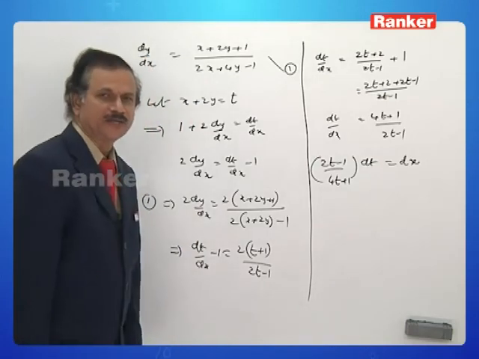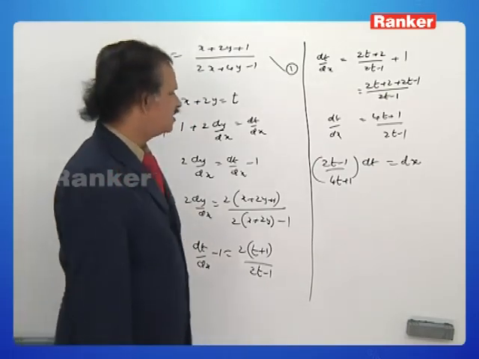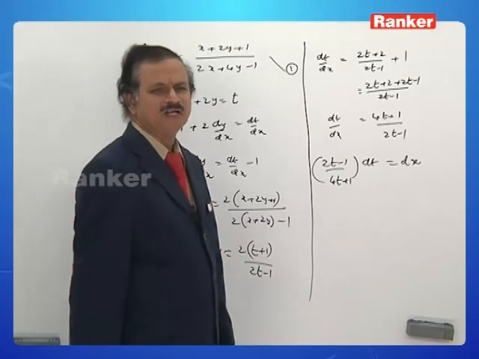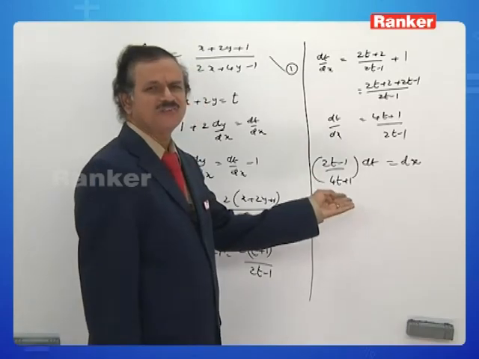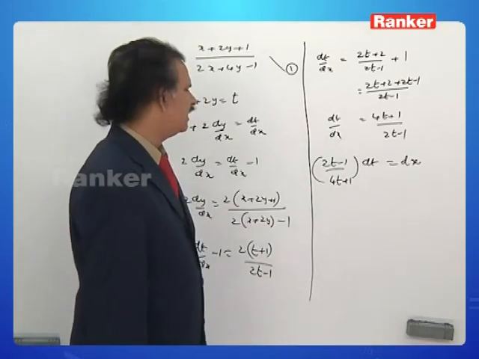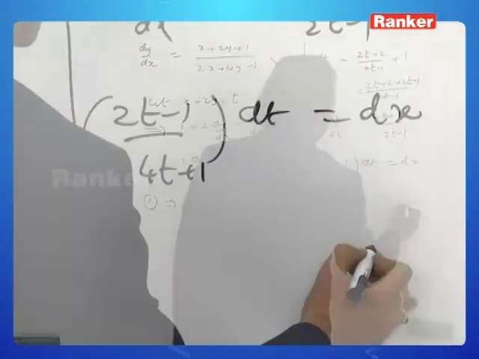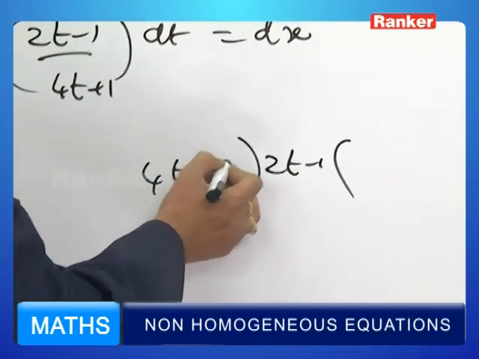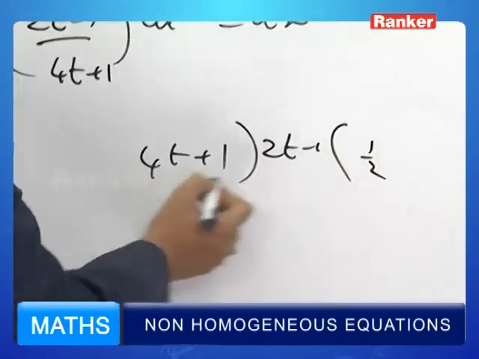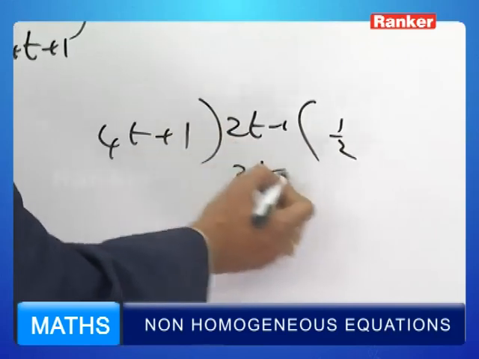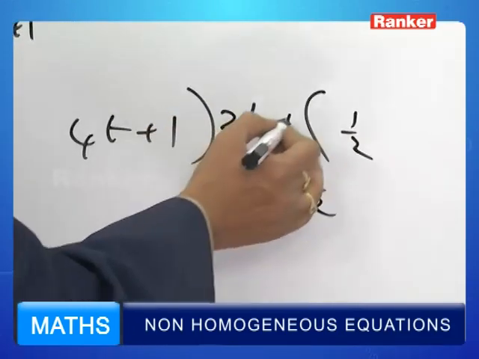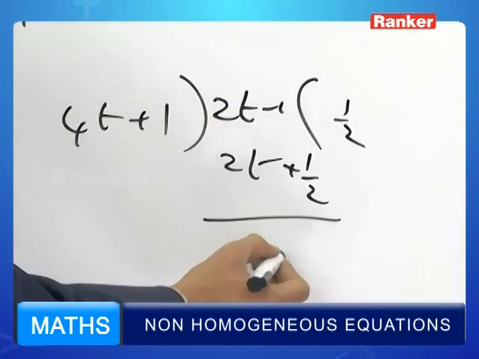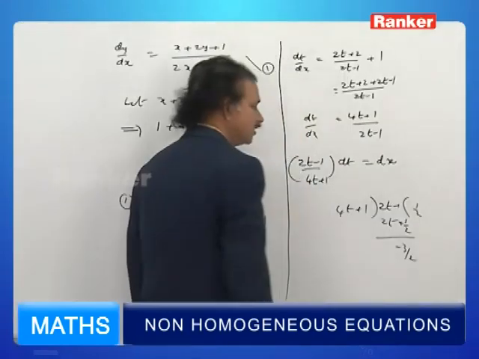dx. At this juncture, you may not have any simplifications or other ideas. You can directly divide the numerator 2t minus 1 by the denominator 4t plus 1. Half into 4t is 2t. Half into 1 is plus half. This is minus 1. You subtract, it is minus 3 by 2, isn't it?